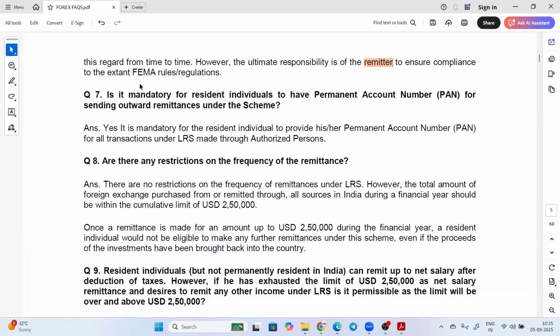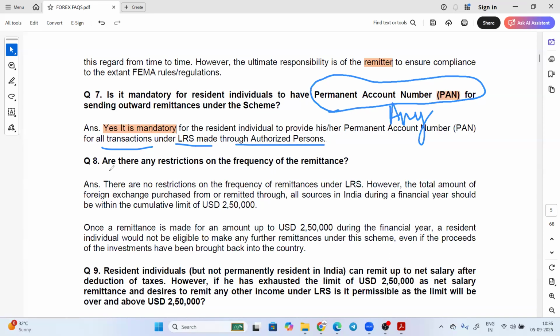Next, is it mandatory for a resident individual to have a permanent account number, that is PAN, for sending outward remittance under the scheme? Yes, it is mandatory. This question has already been asked in the foreign exchange exam, so you have to tell that PAN is mandatory. For making any foreign payment, PAN is mandatory for all transactions under LRS through an authorized person.